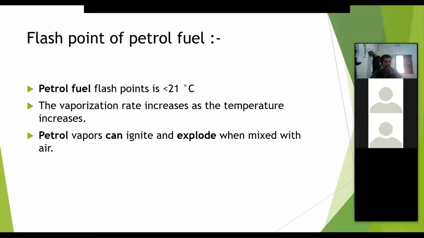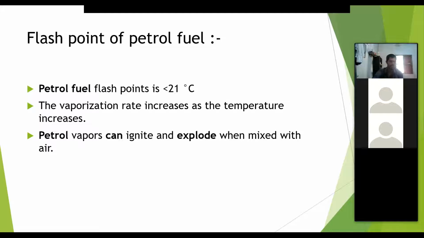It has already reached that flash point or fire point, maybe. Then it can burn, right? So that is the thing that we have to consider in the petrol fuel. So I'll show you the video, and after watching that video, we will go into the applications.